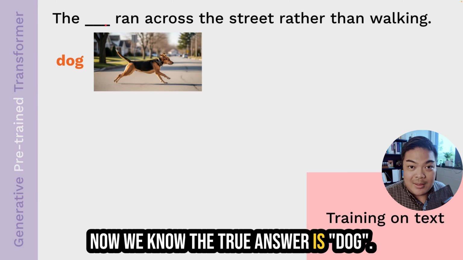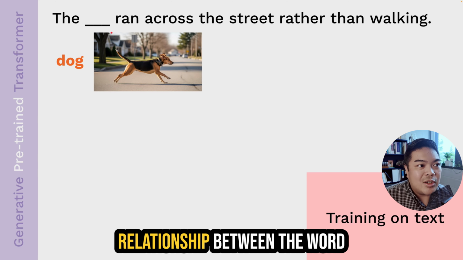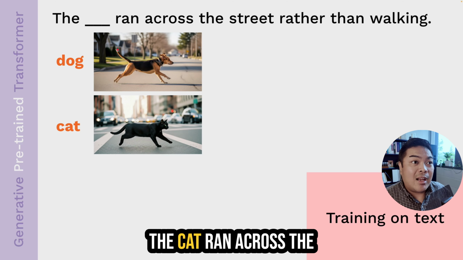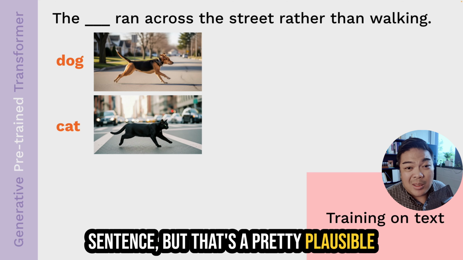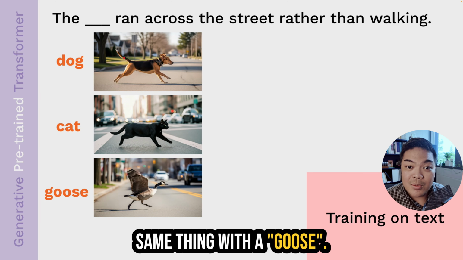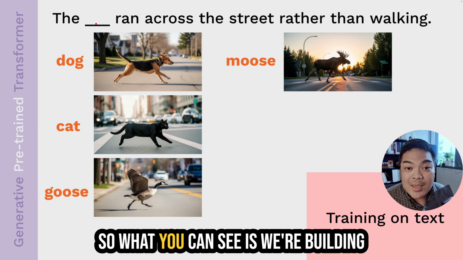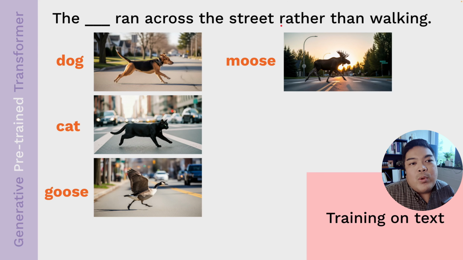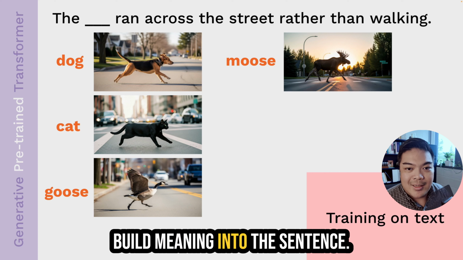Now, we know the true answer is dog. That's what we started off with. But maybe there's some statistical relationship between the word cat and all of the words that we have in the sentence, right? The cat ran across the street rather than walking. That changes the meaning of the sentence, but that's a pretty plausible word that we could put into that slot. Same thing with a goose. A goose could run across the street rather than walking. Same thing with a moose. So what you can see is we're building meaning into the function of this word. And so we can start to build this list of likely candidate words and build meaning into the sentence.